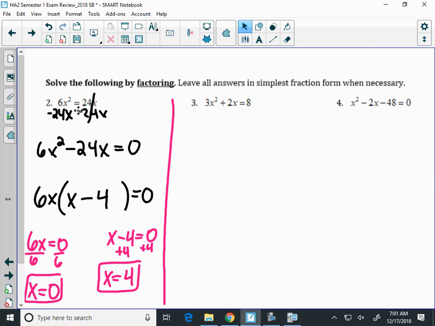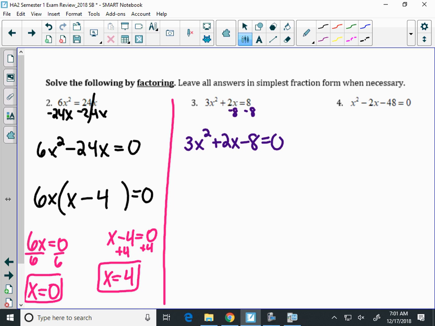Number 3 has to start off the same way. I have to subtract the 8 from the right-hand side. I cannot factor this until I have the quadratic set equal to 0. So I look for a GCF, 3, 2, -8, not a GCF for those 3 values. So I'm going to do a method of split the middle here.